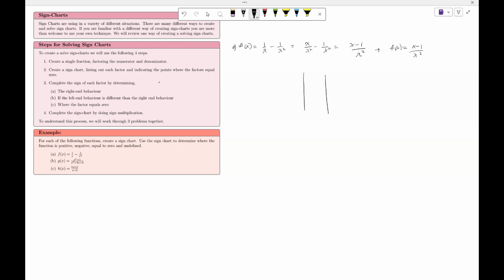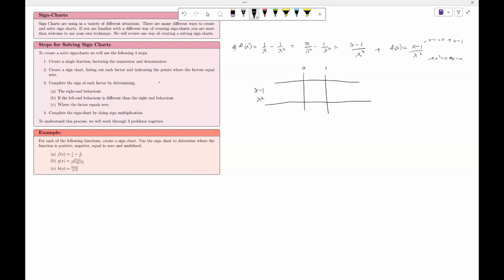And to create our sign chart, we have 2 factors. We have x minus 1 and x squared. And these factors here, x minus 1 equals 0 when x equals 1, and x squared equals 0 when x equals 0. So my 2 points that I'm going to emphasize are 0 and 1. Okay? And now I'm going to look at each factor.